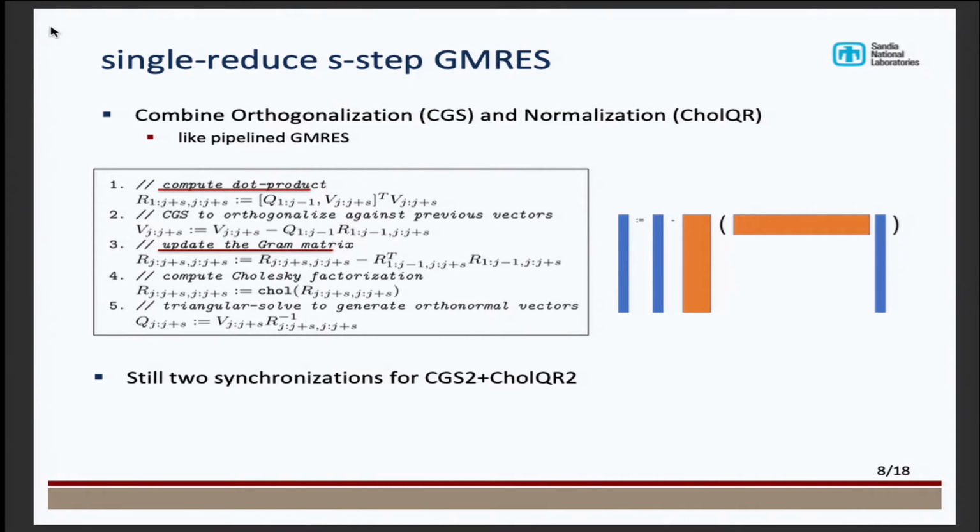So in the beginning, we have this big dot product here. Then after that, we're going to have this classical Gram-Schmidt to orthogonalize this vector against the previous ones. And we can simply update this Gram matrix and use that to do this Cholesky QR. Right? And by doing this, we can reduce the number of global all-reduces to 1 for every S iterations. But if we need to do this re-orthogonalization, we're still going to have 2 synchronization points for every S steps.